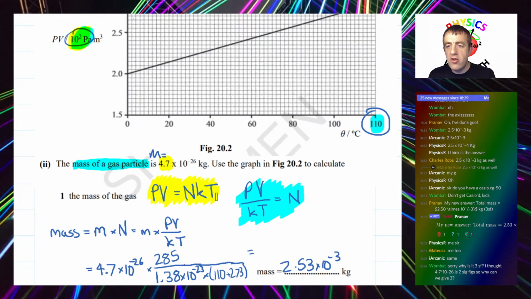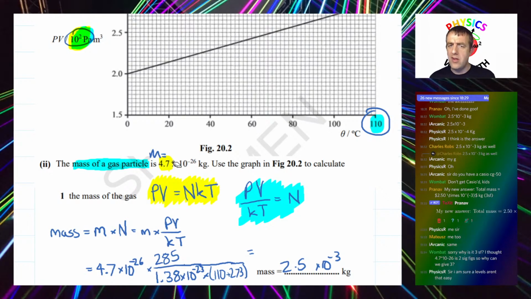It should be, no, you shouldn't. It should be 2 significant figures. Did I say 3, Wombat? My apologies if I said 3. I wrote 3, but then I thought I'd said you can only give your answer to 2 significant figures because 4.7 times 10 to the negative 26.